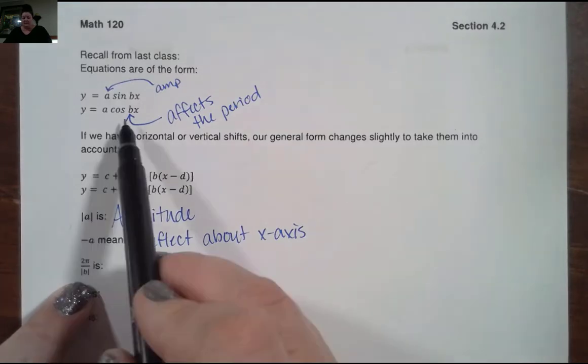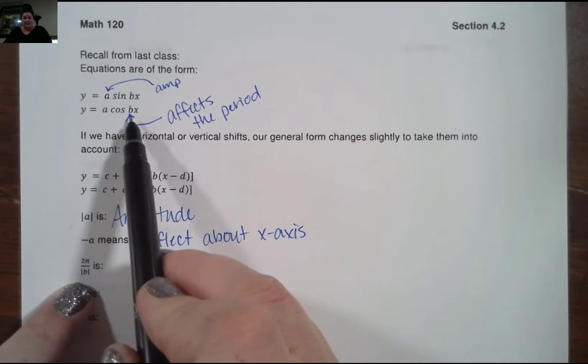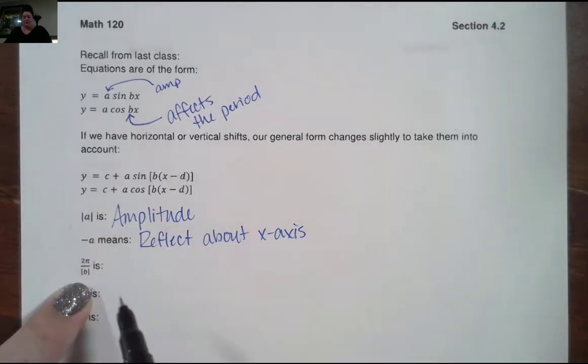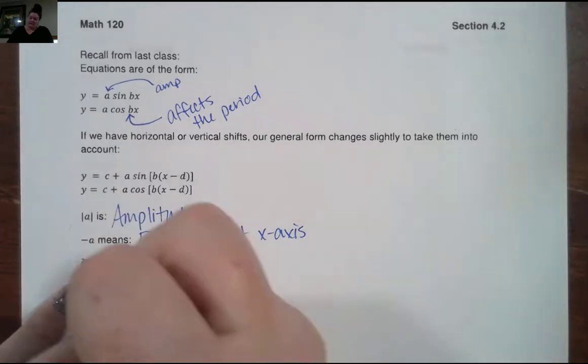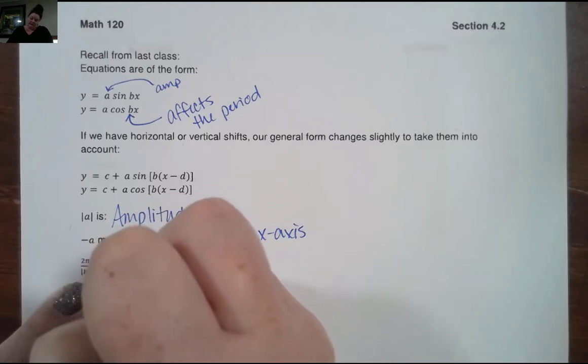But if there is a number in front of that x that is being multiplied on it, then we know that our period is going to have to be adjusted. Okay, so this is how we find our period.